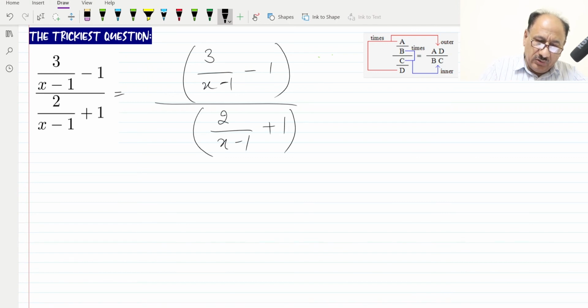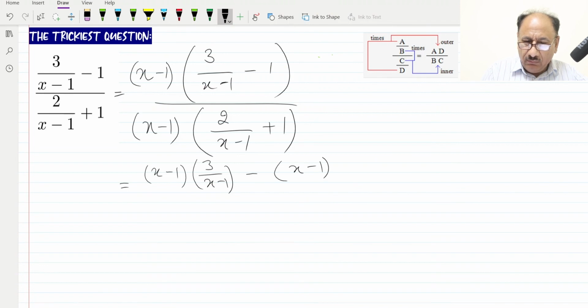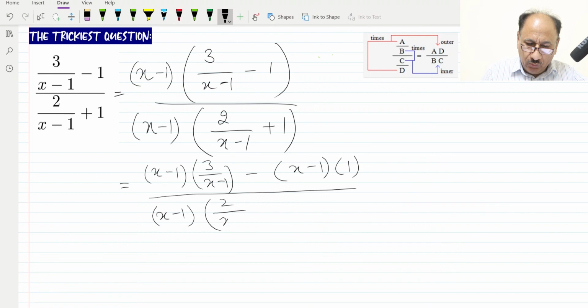After writing this, we know x minus 1 is the denominator. We can get rid of that one by multiplying numerator and denominator both by x minus 1. After multiplication, what will be the situation? It will be x minus 1 multiplied by 3 over x minus 1, and minus x minus 1 multiplied by 1, and in the denominator also we can multiply x minus 1 into 2 over x minus 1, and plus x minus 1 multiplied by 1.